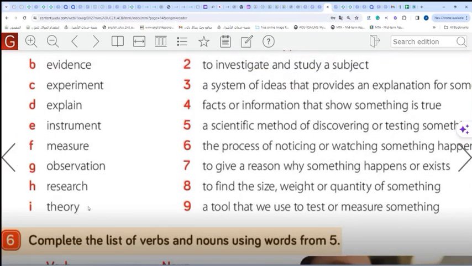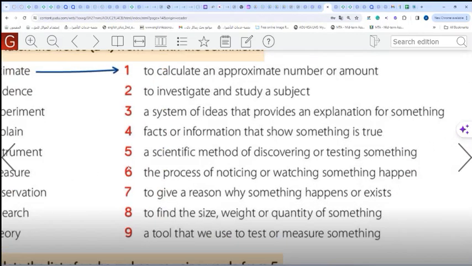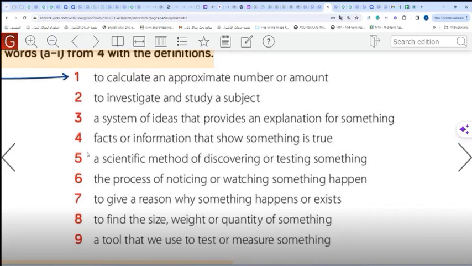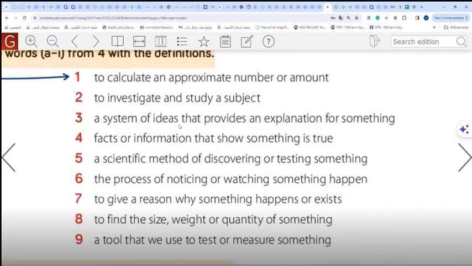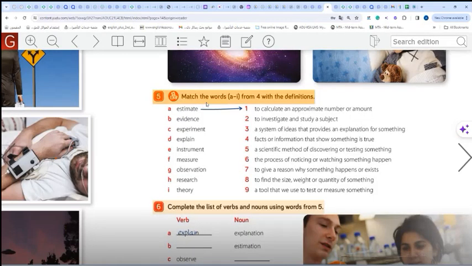What about theory? Number 3, a system of ideas. Yes. A system of ideas that provides an explanation for something. MashaAllah. Thank you so much, dear students. Let's check your answers.